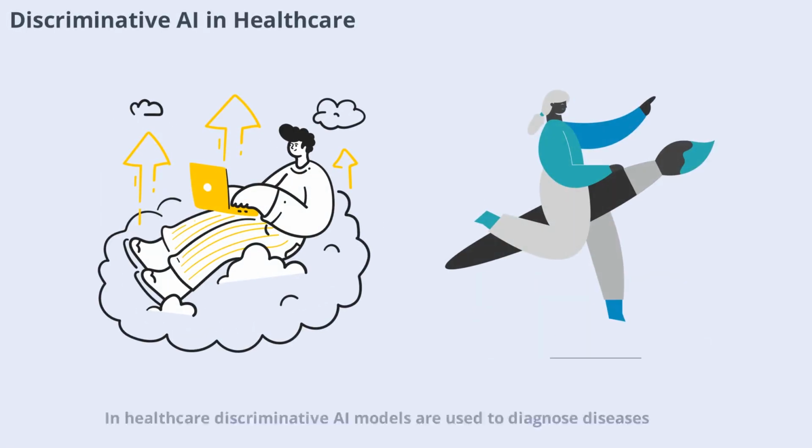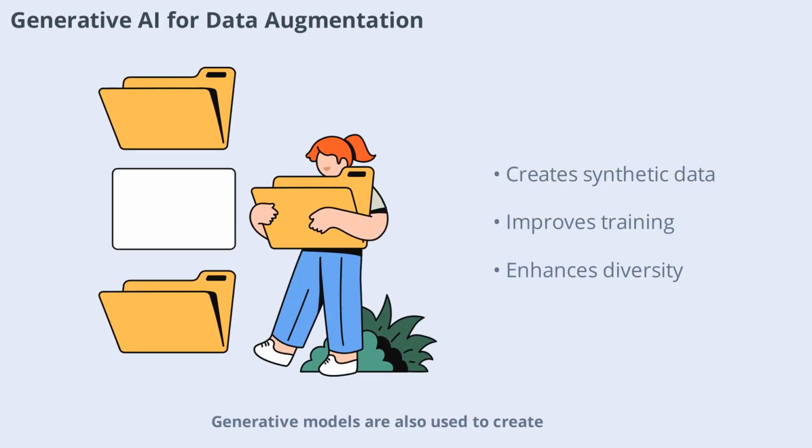In healthcare, discriminative AI models are used to diagnose diseases, predict patient outcomes, and assist in treatment planning. Their ability to analyze complex medical data and make accurate predictions is helping doctors provide better care and improve patient outcomes.